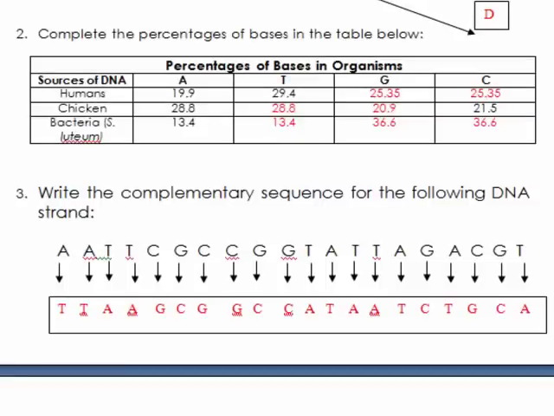Write the complementary sequence for the following DNA strand. Again, you need to review your base pair rules. A is bonded to T and G is bonded to C. Your answer should look like what you see here in red.